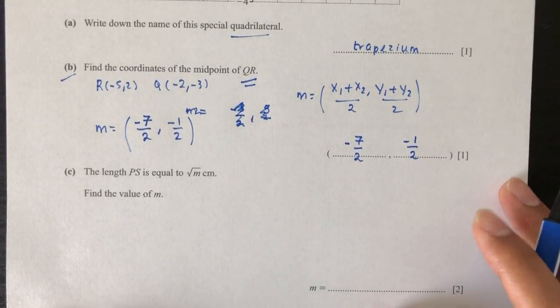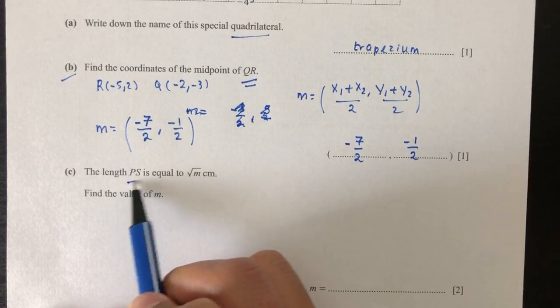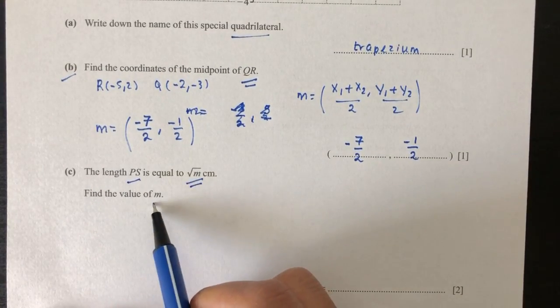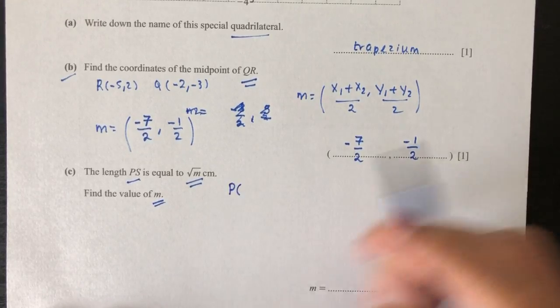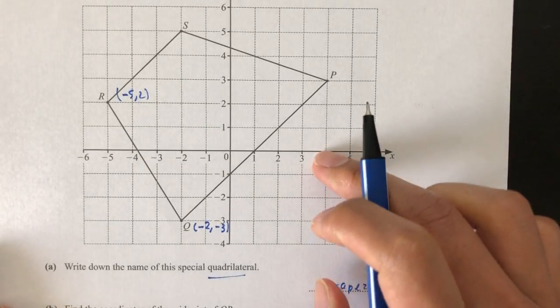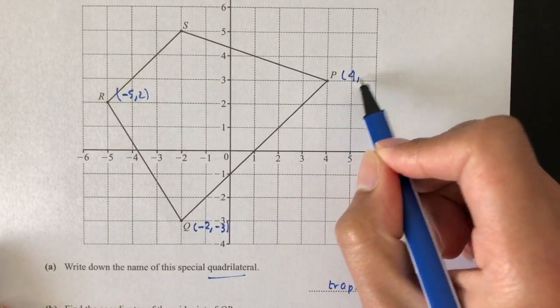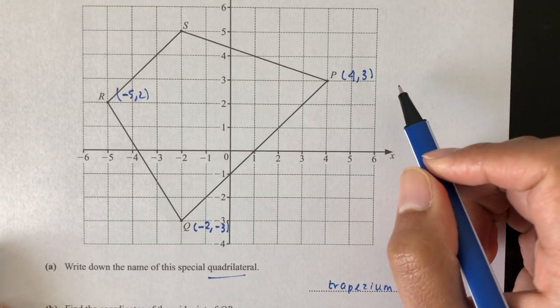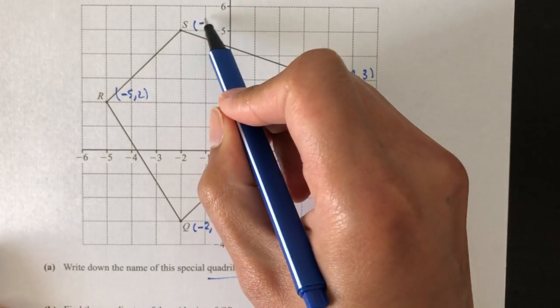Now part C, find the length of PS. So the length of PS is equal to this. Find M. So P, as we can see here, is given by 4, 3. And S is given by -2, 5.